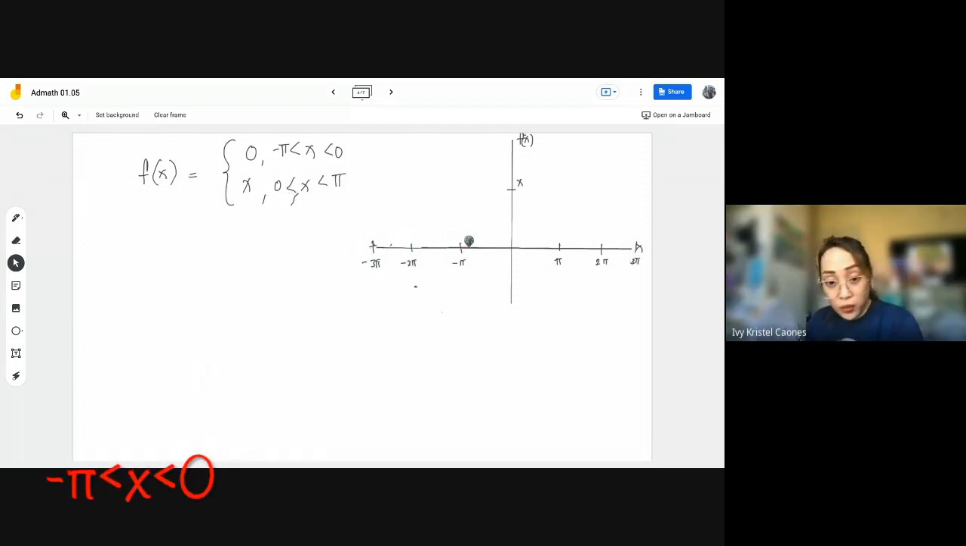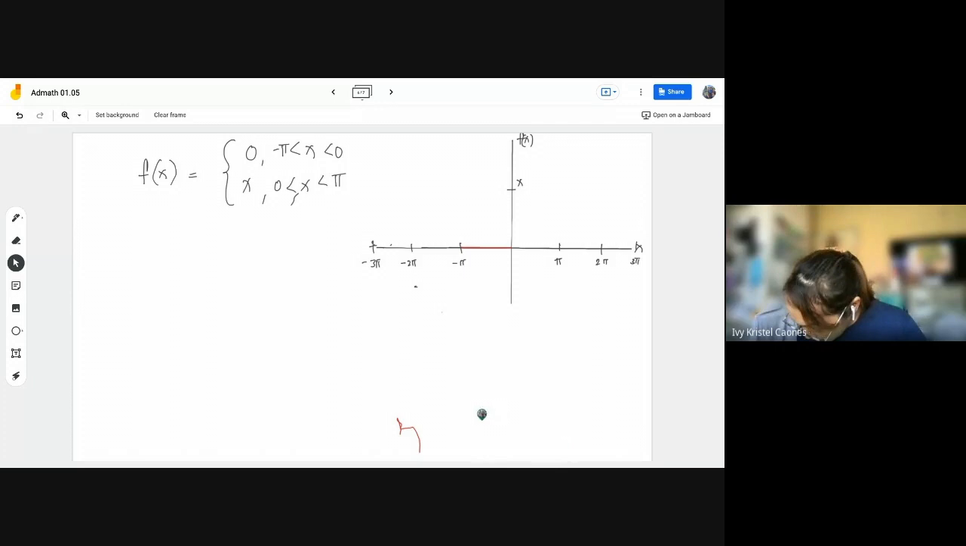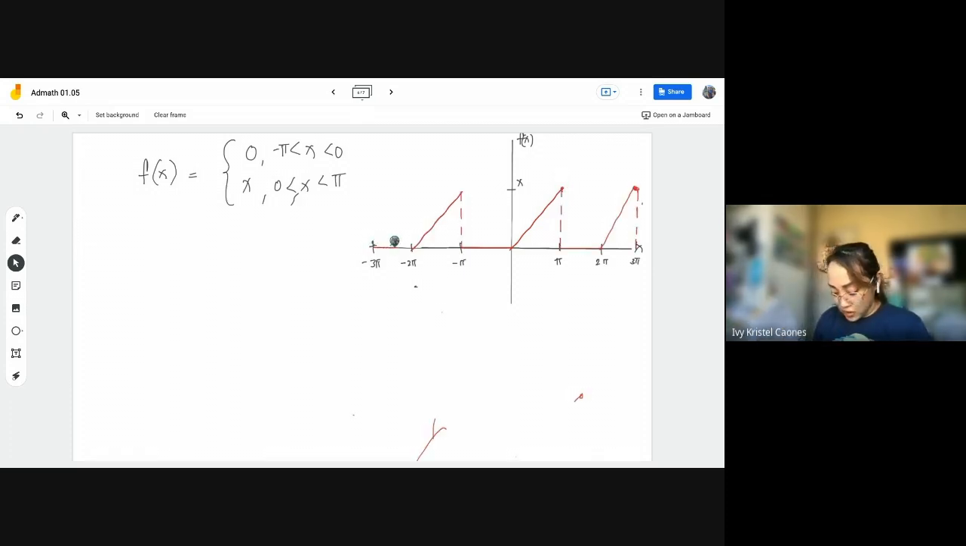Then when it comes to the value at pi, since it is periodic, this is our graph for the span of negative 3 pi to 3 pi. The next step is we have to find the general formula.